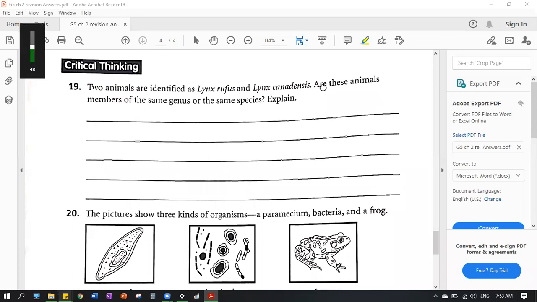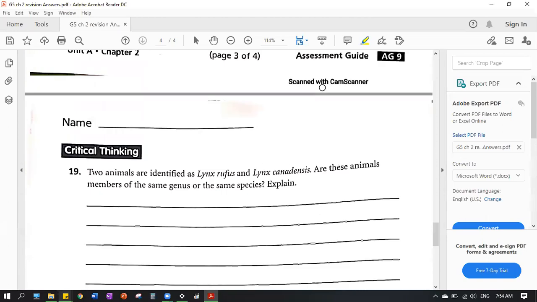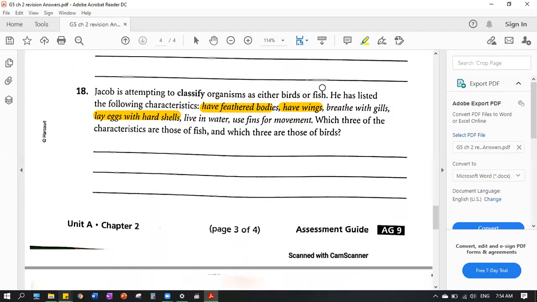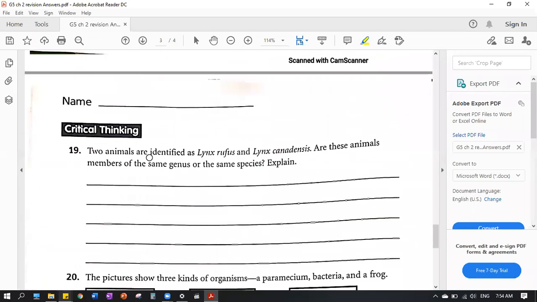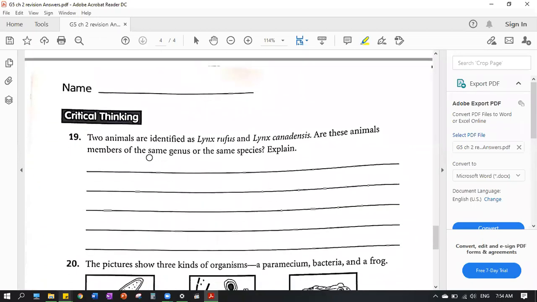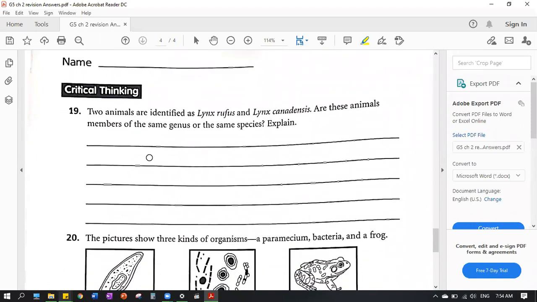Okay. Birds have feathered bodies, have wings, lay eggs with hard shells, and fish breathe with gills. Yasin, thank you so much. Are you answering number 18? Yes, but we did this already, sweetie. I told you there are three characteristics that belong to the bird, and the other will belong to the fish. Thank you so much. I was asking about number 19. Do you want to answer number 19?